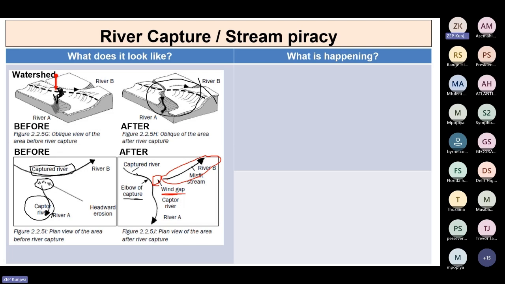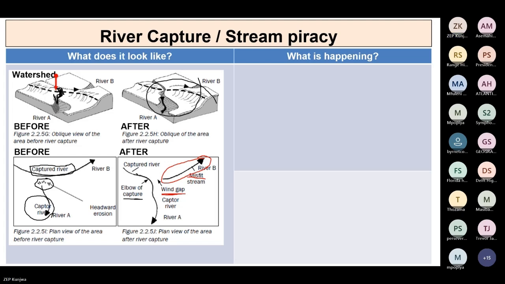Now that stream there, it's not attached. You see, anything that is not attached, we refer to it as a misfit, which means it's not fitting anywhere. You see, it's standing there by itself. You see, it's a misfit. So that is your misfit. It's your misfit now. It's only a misfit after the capture has happened.